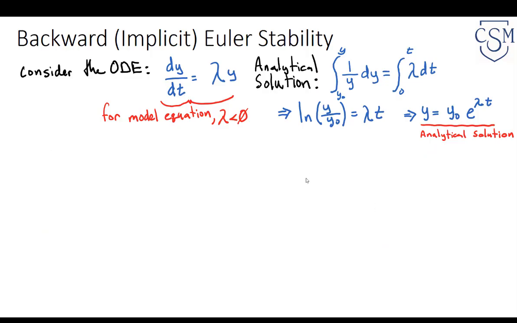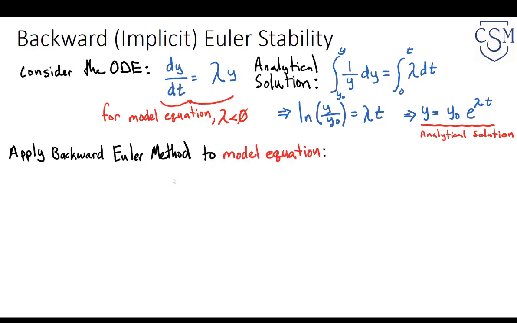In order to understand the stability of the backward Euler method, what we can do is apply the backward Euler method to our model equation, for which we have our analytical solution.